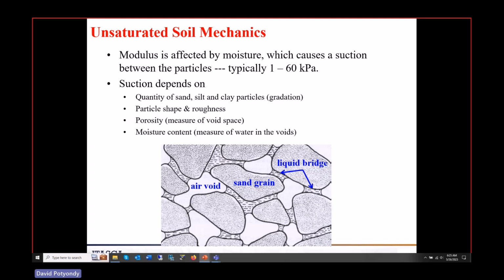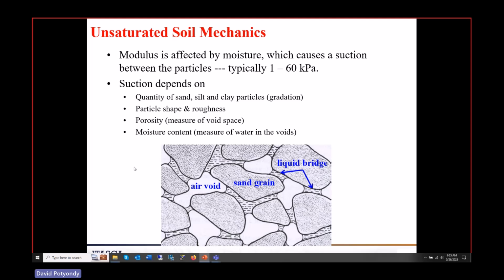This is a crude little picture of the idea of unsaturated soil mechanics. You get this suction between the grains because there are these liquid bridges that form, and it's a typical thing. It is a non-trivial thing. The typical suction that you get in an aggregate base can go up to 60 kPa. And this whole process is extremely complicated. You could read for yourself. All these different things affect that.